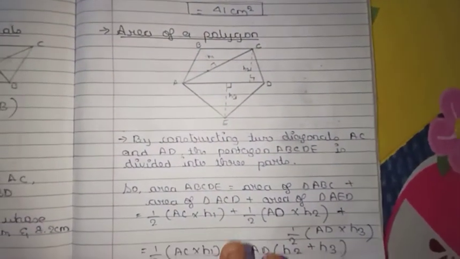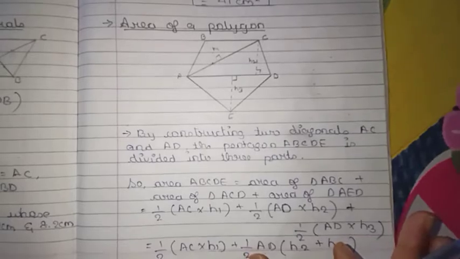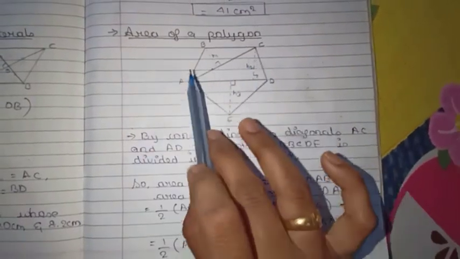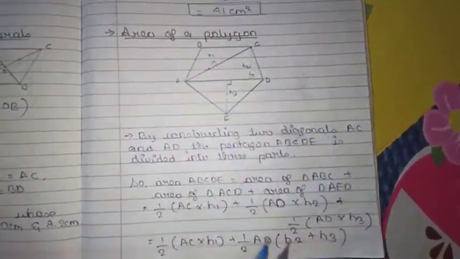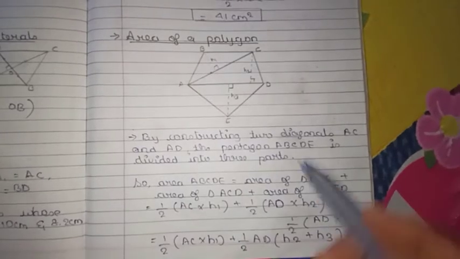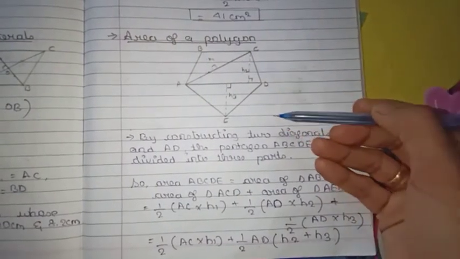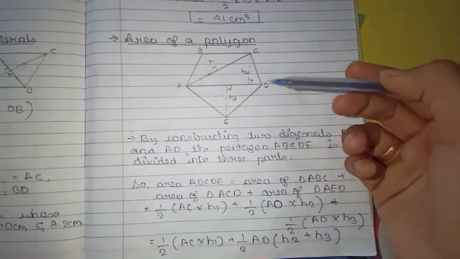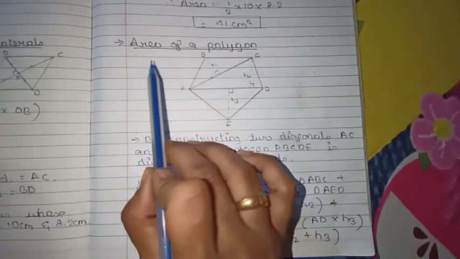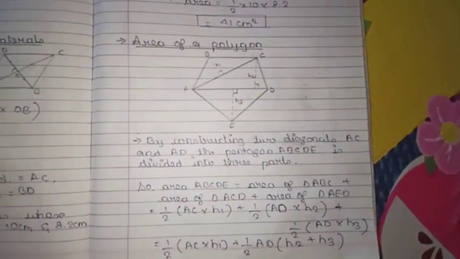So it is the splitting method. No direct method is there to find out the area of a polygon. We have to split the figure into n number of triangles, and adding all the areas of those triangles, we can find out the area of any polygon.